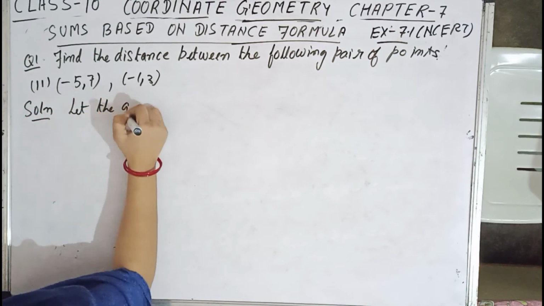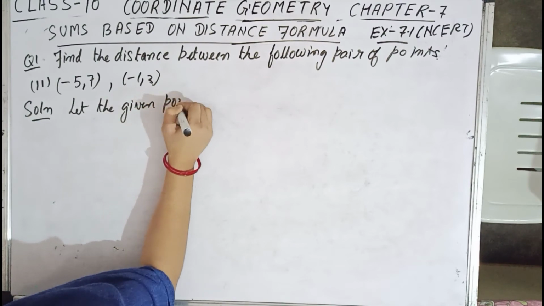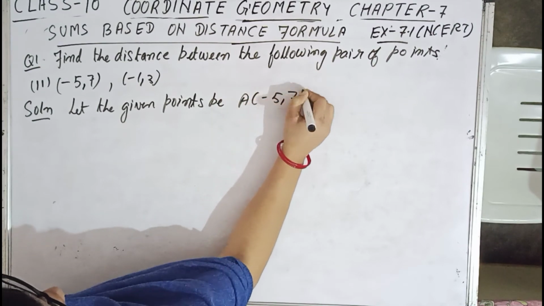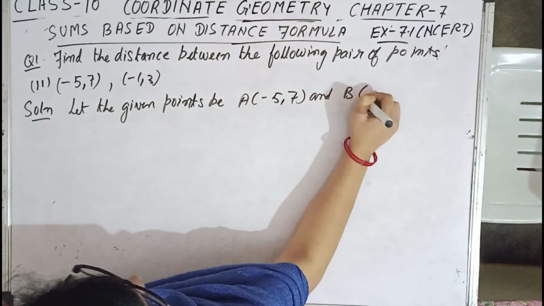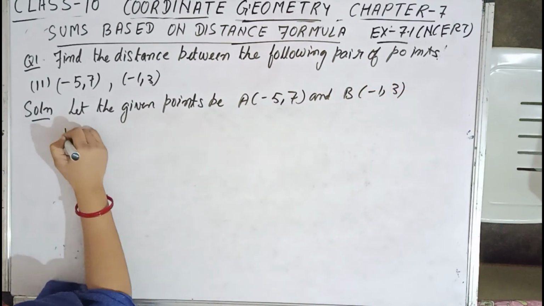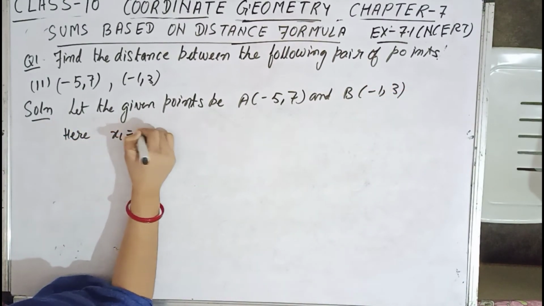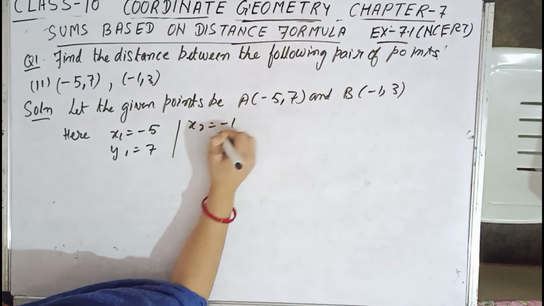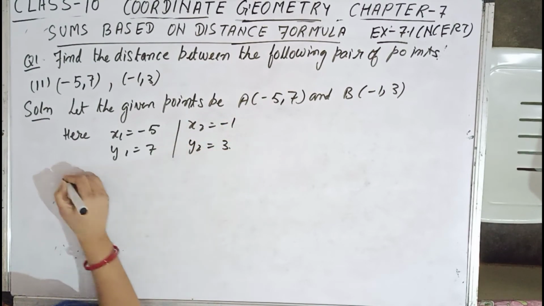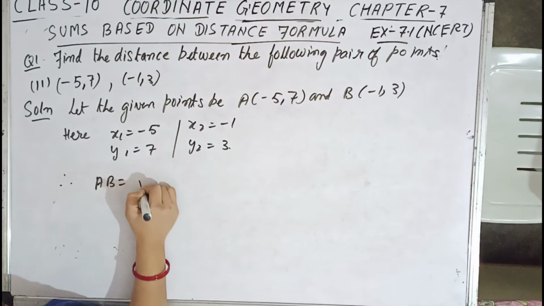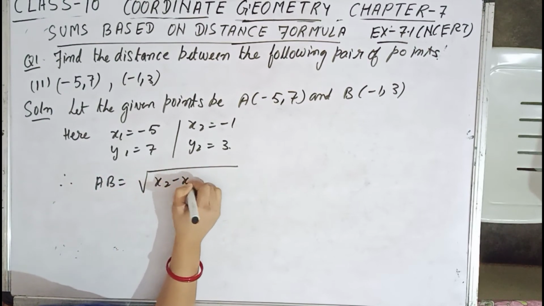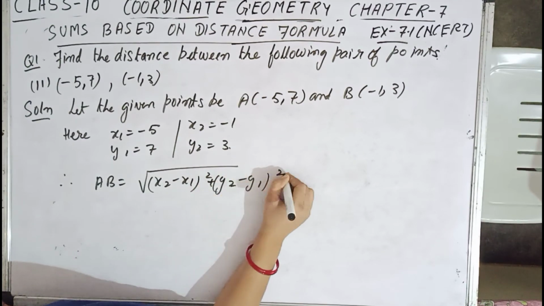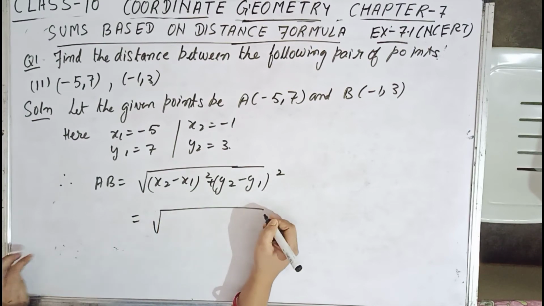Let the given points be A(-5, 7) and B(-1, 3). So here x1 equals -5, y1 equals 7, x2 equals -1 and y2 equals 3. Therefore AB equals the square root of (x2 minus x1) whole square plus (y2 minus y1) whole square. We will put the values.